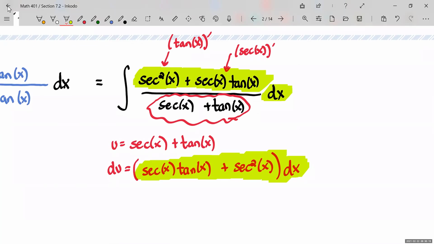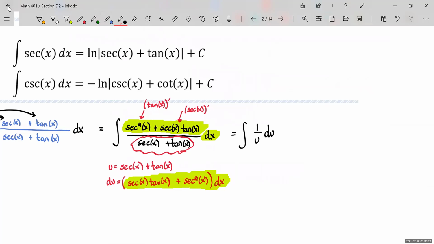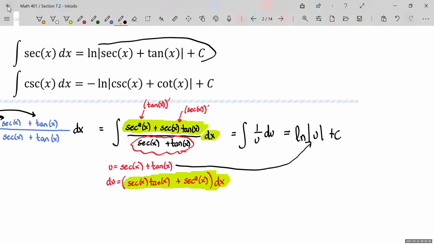So this integral becomes the integral of 1 over u du. And we know that integrates to be the natural log of the absolute value of u plus c. And in this case, u is the secant plus tangent. And we get our result.